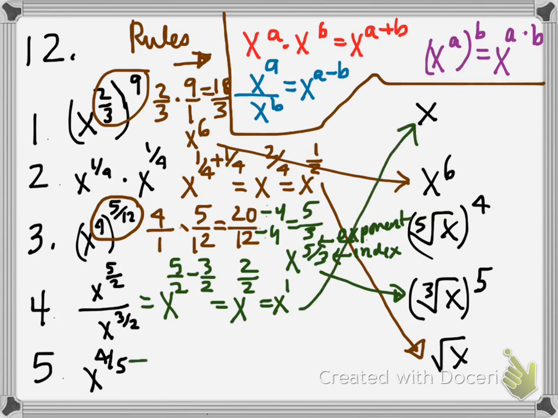And for the last one, all we're doing is converting to root form. So 5 is your index, so we're taking the 5th root of x, and then your numerator 4 is your traditional exponent. And so after that, we're raising this to the 4th power.